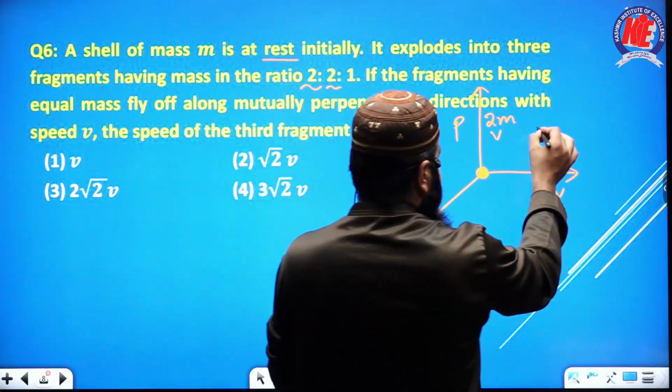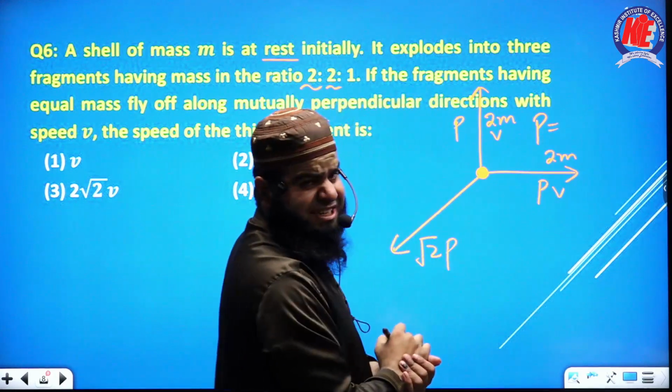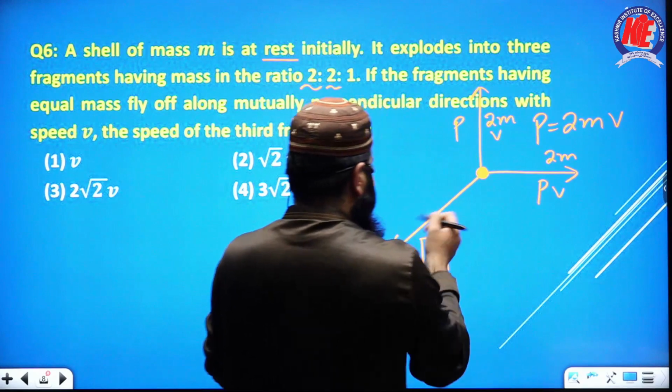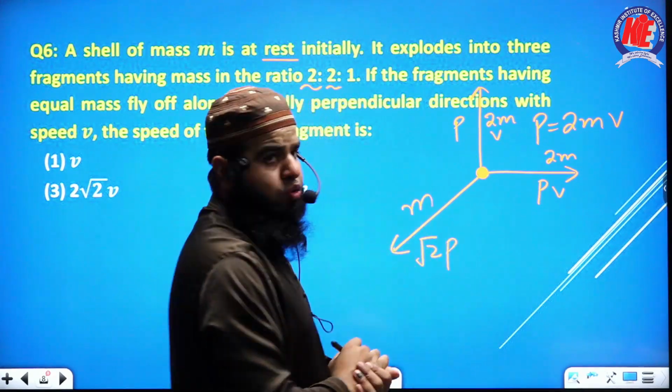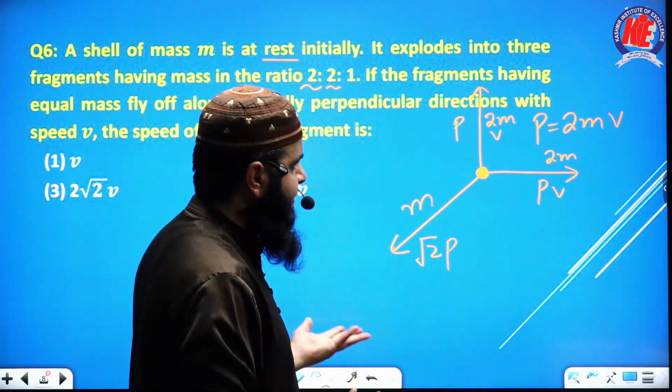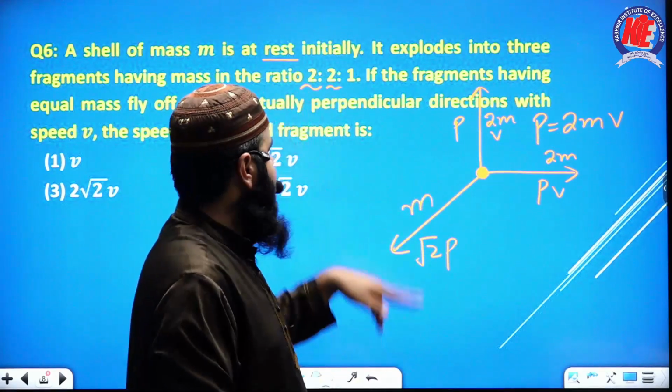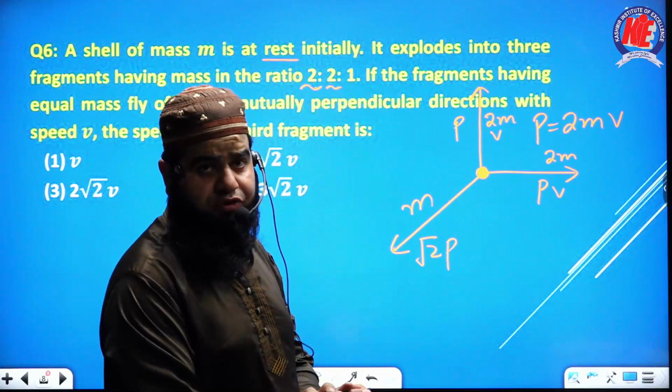And further, if you want to write p here, it's mass times velocity. The mass is 2m, the velocity is v. And similarly, for the third fragment, I will take the mass as m, beta. Sir, how can we take that? My people, you can have a check. Definitely you will get 2:2:1. That is the mass ratio of three fragments.